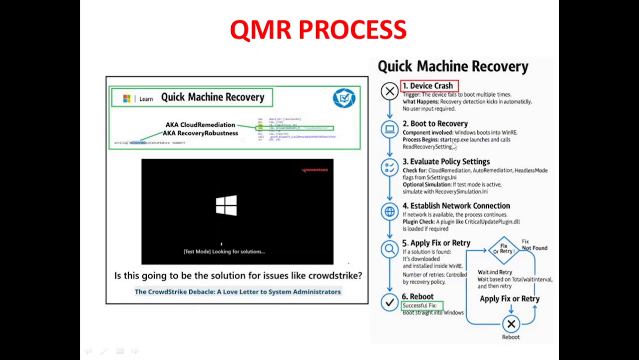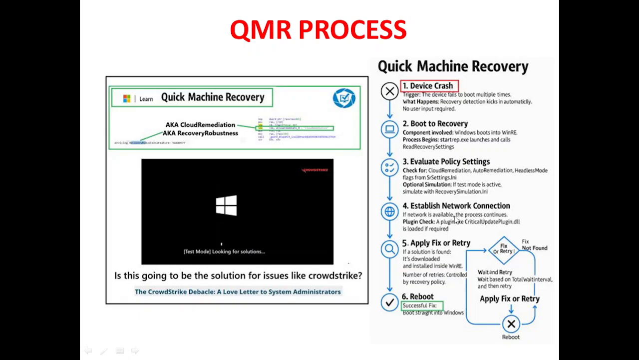Then in the second step, it will go to the Windows recovery environment and initiate the QMR process, quick machine recovery. And in the third step, it will check the policy settings like cloud remediation and auto remediation. And the fourth step, it will establish the connection.